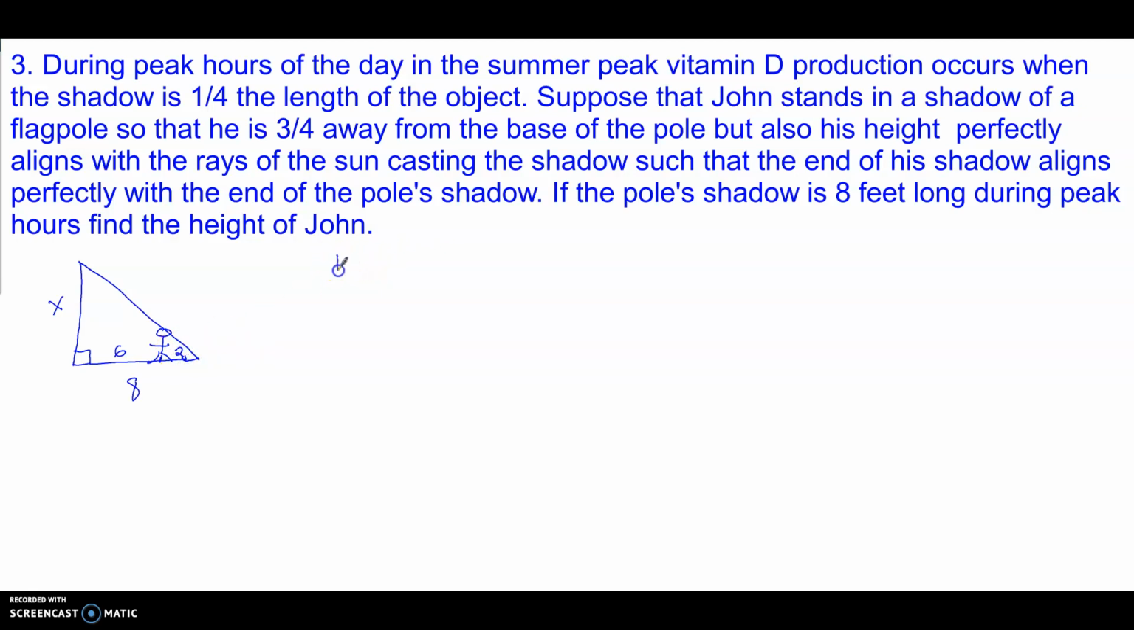So let's draw two separate triangles. Here we have the larger triangle, and then we have the smaller triangle, and we want to find the height of John. We'll call this Y. So John's shadow is 2 feet in this particular case. So we know that during peak hours, the shadow is going to be 1/4 the length of whatever object is casting a shadow. So 8 is 1/4 of what number?